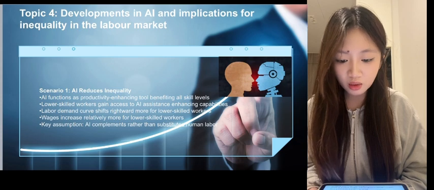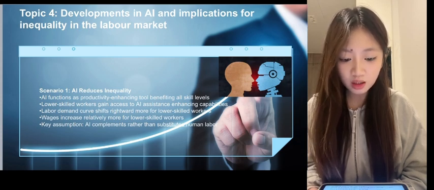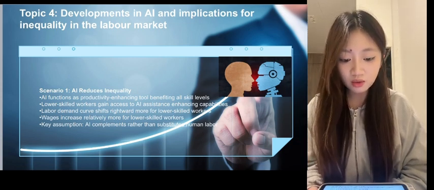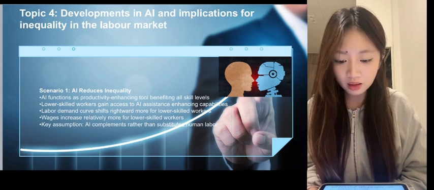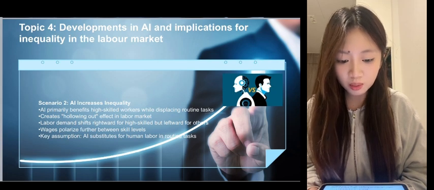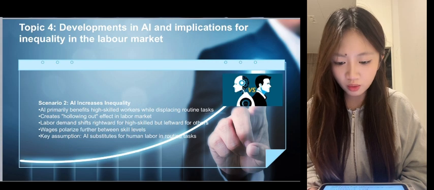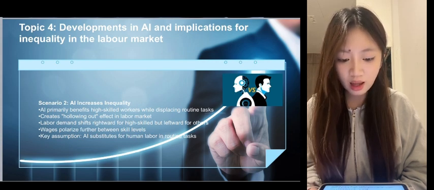This scenario would cause a significant shift in the demand curve to the right, increasing the wages of lower-skilled workers relative to those of higher-skilled workers. AI acts as a complement to, not a substitute for, human labor, investment in workforce training aids the workforce, and profound benefits are widely disseminated.